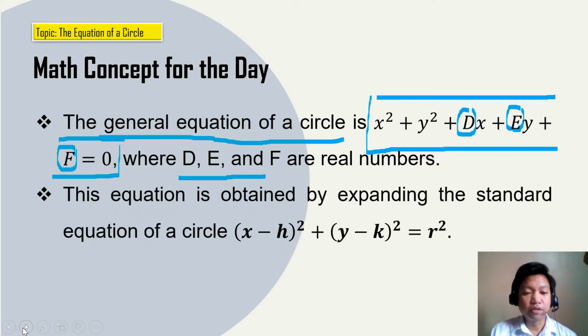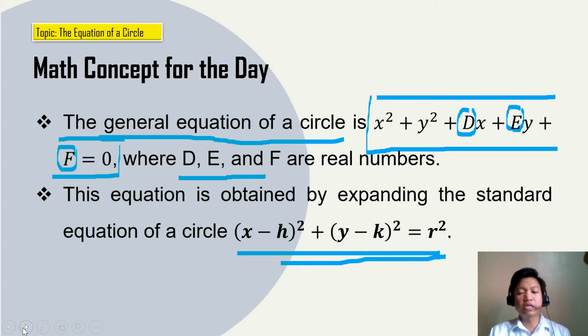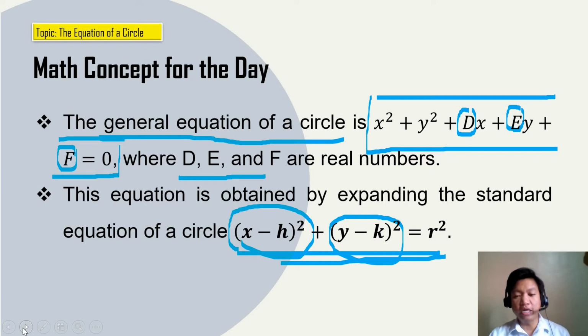Okay? Now, so this equation is obtained by expanding the standard equation of a circle. So, kung magtataka kayo, saan siya nanggaling? Dito rin siya nanggaling sa standard equation of a circle. In-expand lang natin to by getting the square of binomial. Grade 8 topic, no, how to get the square of binomial. So, if you're going to expand this equation, ito rin yung lalabas, yung general equation niya. So, related yung dalawang equation natin, yung standard at saka yung general equation. Okay?